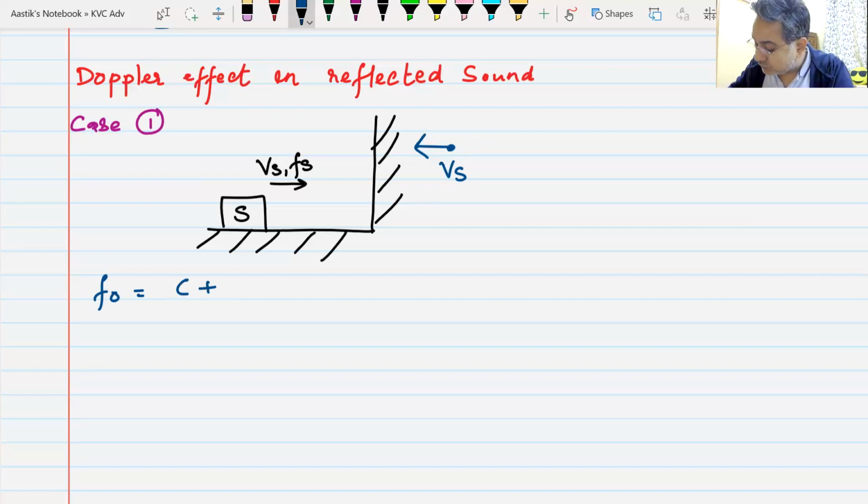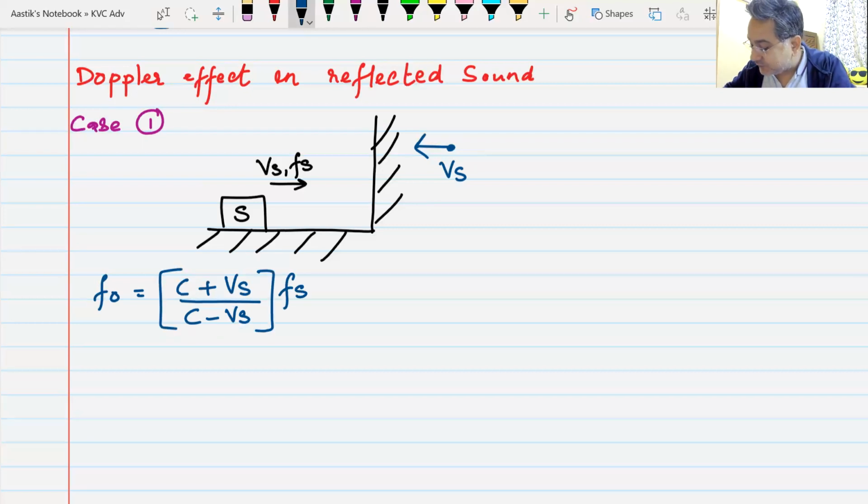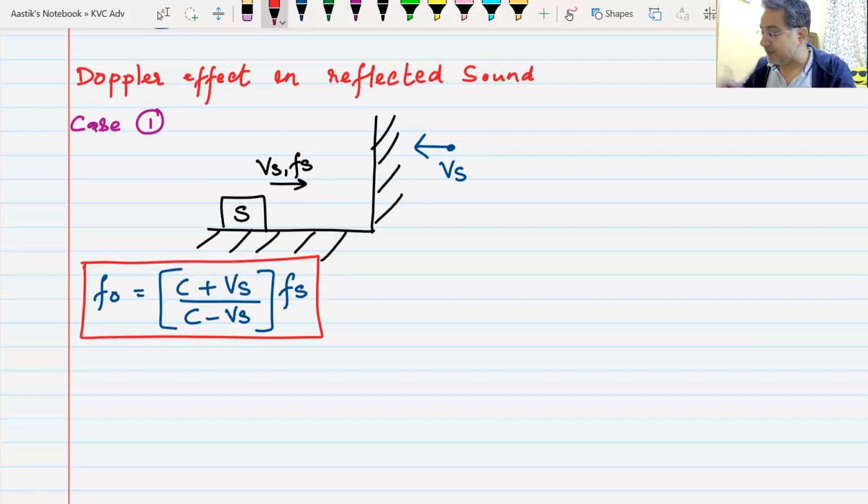It will be equal to (C plus Vs) divided by (C minus Vs), with the proper sign convention I am putting, multiplied by Fs. Do we understand this? Yes, sir. Everyone understands this? He is the observer, he is also the observer, and he is also the emitter of the source. I hope you understand this. Yes or no?